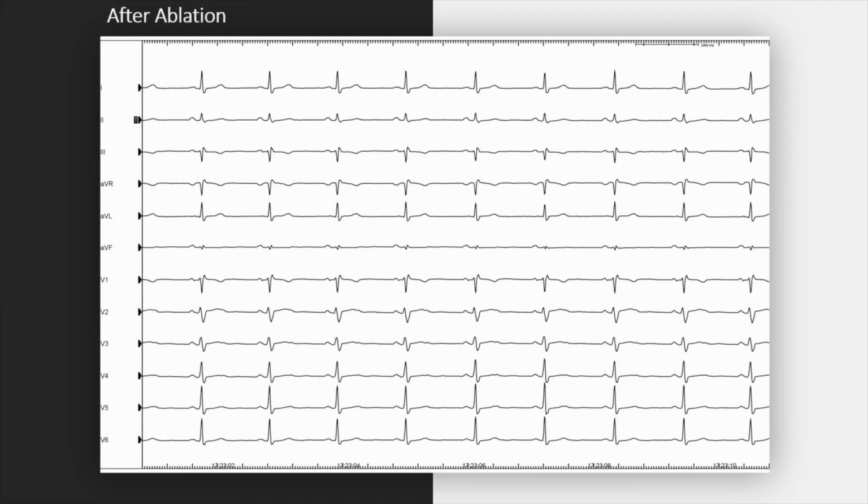In conclusion, this was a typical ECG presentation of a patient with idiopathic PVC originating from the anterior papillary muscle of the right ventricle.